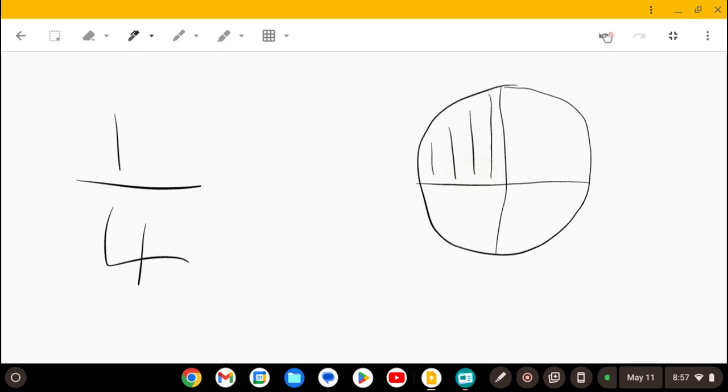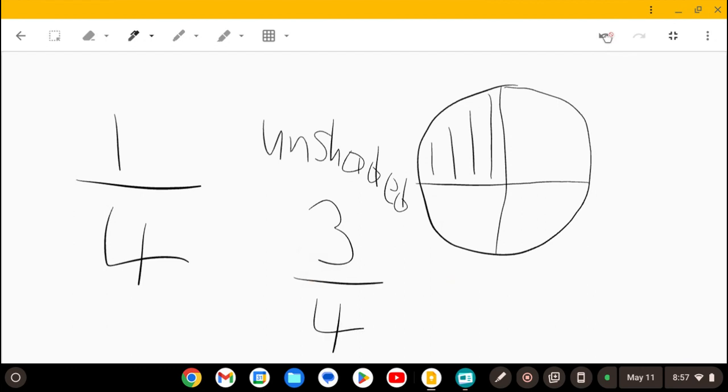But what if they ask us for the fraction of the unshaded region, the fraction of the unshaded part? Then we'll just count how many parts are not shaded. We have 1 part, 2 parts, 3 parts. So this will be 3 over the denominator of 4. So 3/4 of the circle is unshaded, while a quarter is shaded.